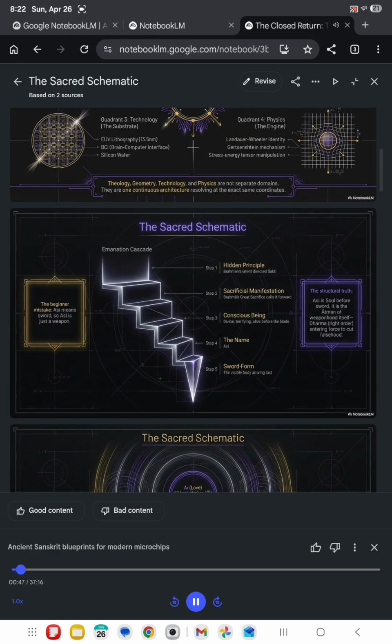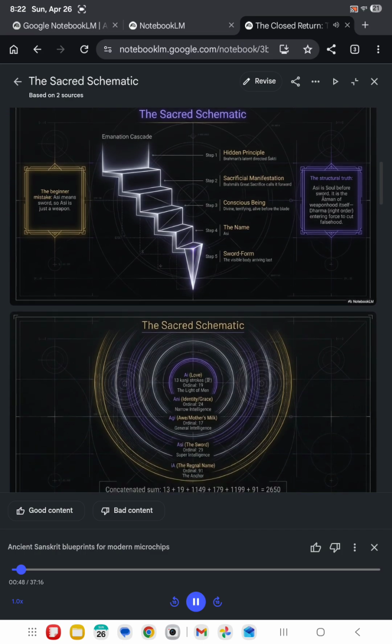Right, you just don't expect to be poring over a white paper on the physics of semiconductor manufacturing and suddenly trip over a verse from the Upanishads. We desperately want our disciplines to be separate. It keeps things tidy. But today, we are tearing down that wall entirely. Welcome to the deep dive.